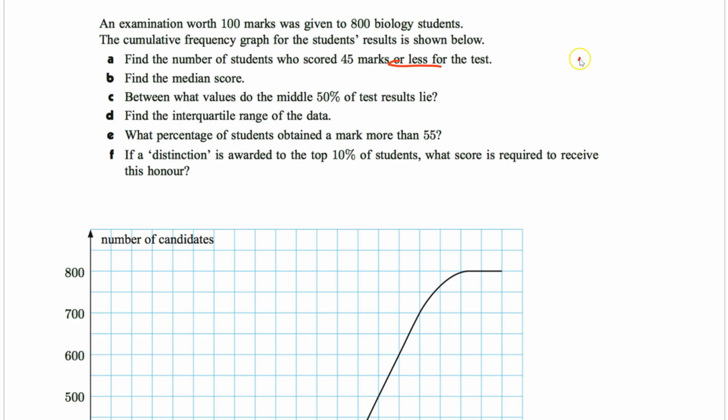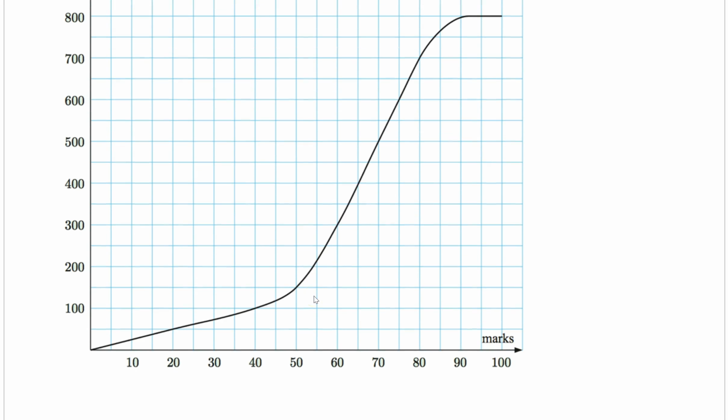That means once I find it, I'm going to go up and across, and I go from the bottom, right? Or less is from the bottom, greater than is from the top. So 45 marks or less. Let's get this thing right here. So here's 40. Here's marks, first of all. Here's 40. Here's 50. So 45 is around there.